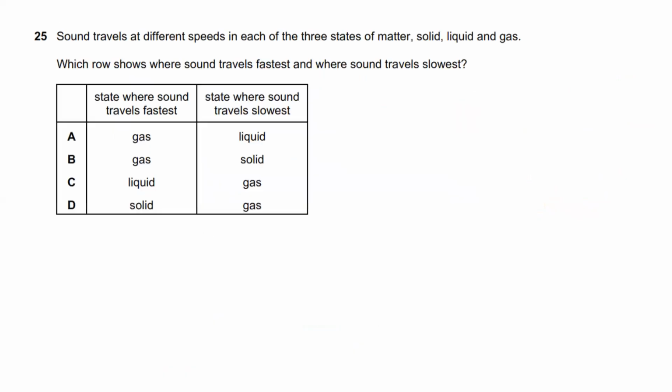So moving ahead, next question. It says sound travels at different speeds in each of the 3 states of matter: solid, liquid, and gases. Show where sound travels fastest and where sound travels slowest. So the fastest is in solid, slowest in gas. So sound fastest in solid, slowest in gas. Answer D is the right answer we have.